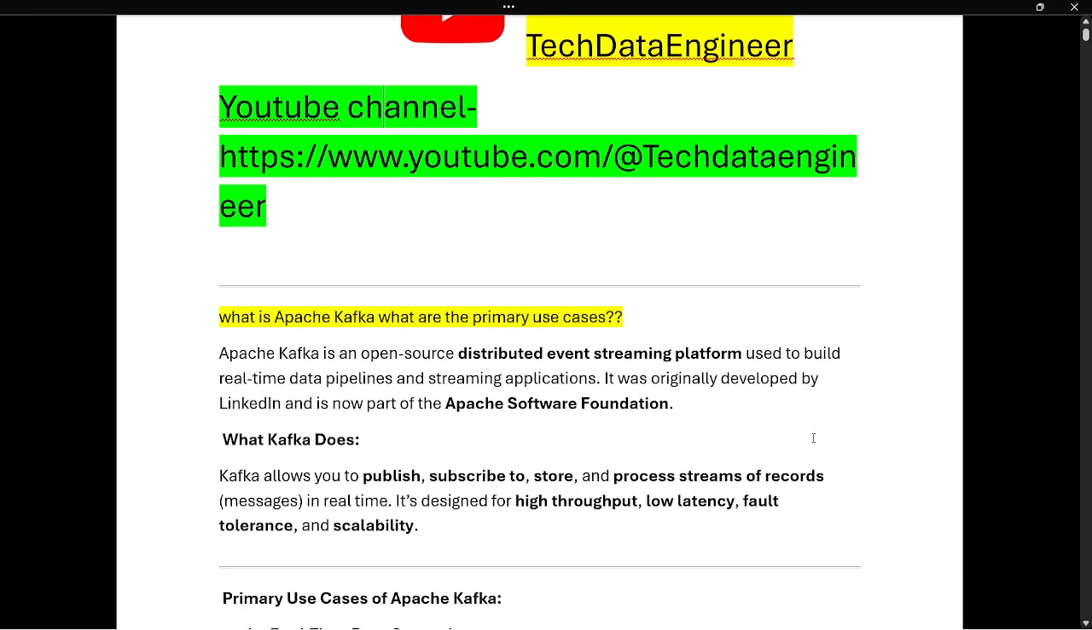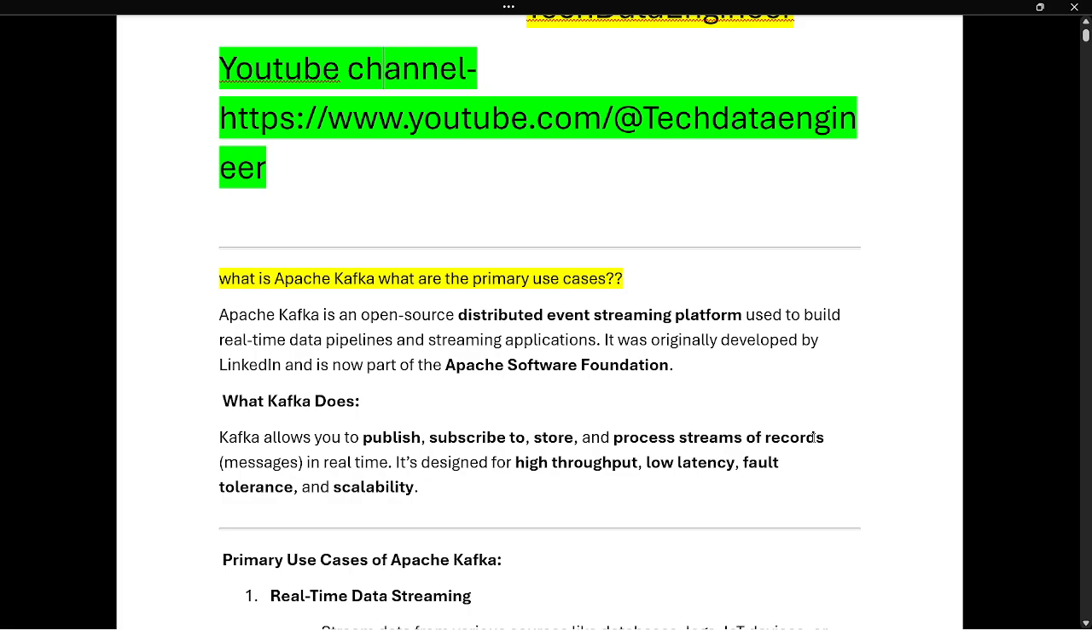So what does Kafka do basically? Kafka allows you to publish, subscribe to, store and process a stream of records. A stream of records is nothing but a message. Why did Kafka come into the picture? Because it has high throughput, low latency, fault tolerance, and scalability. How Kafka achieves high throughput, low latency, fault tolerance, and scalability, we will see in the upcoming questions.